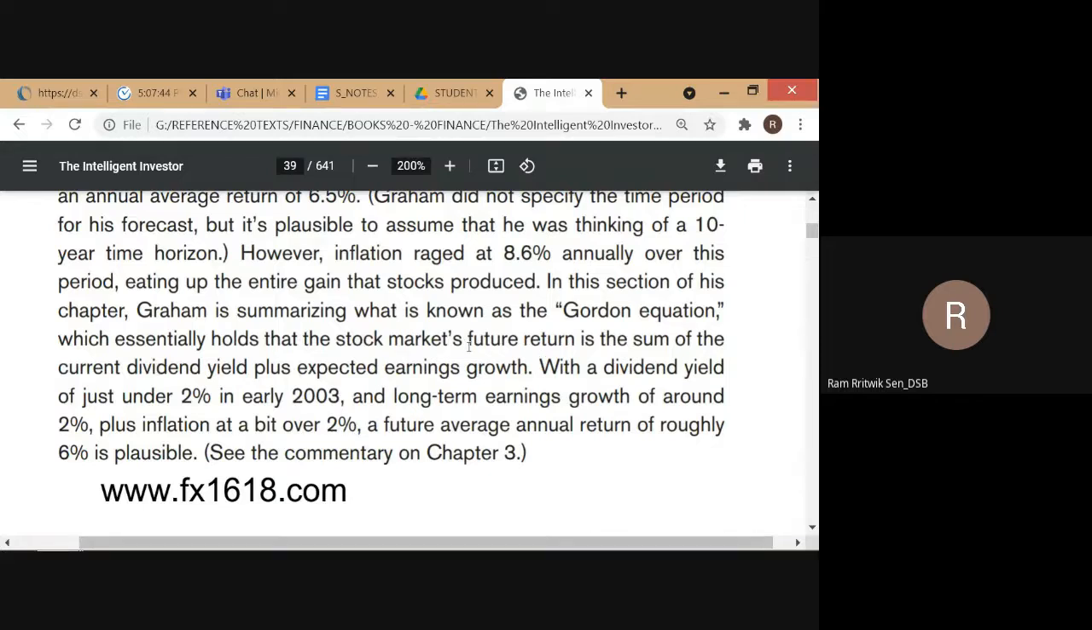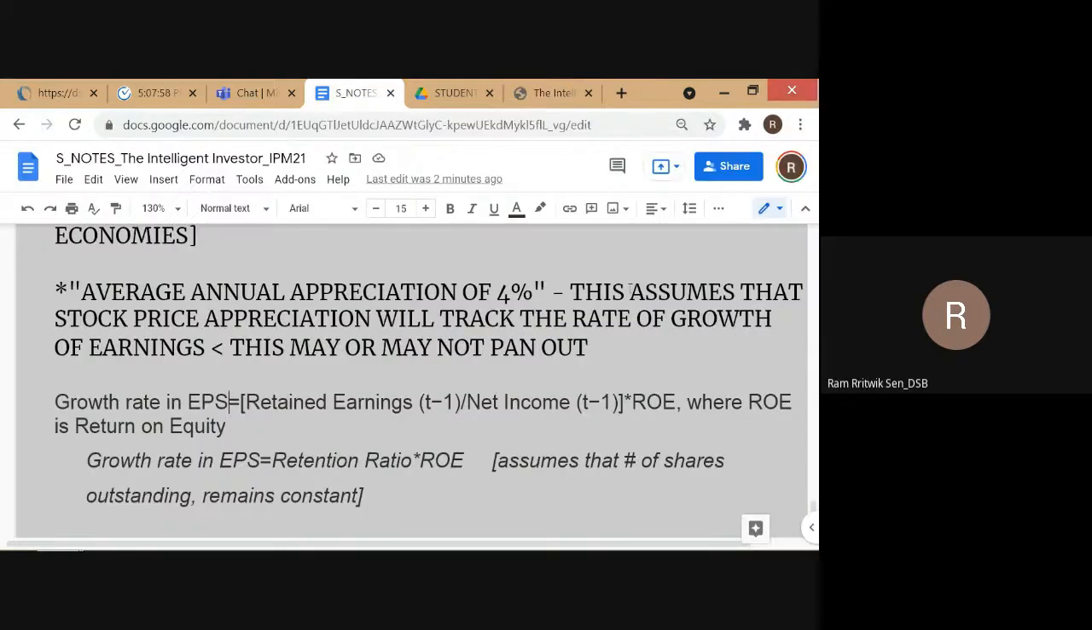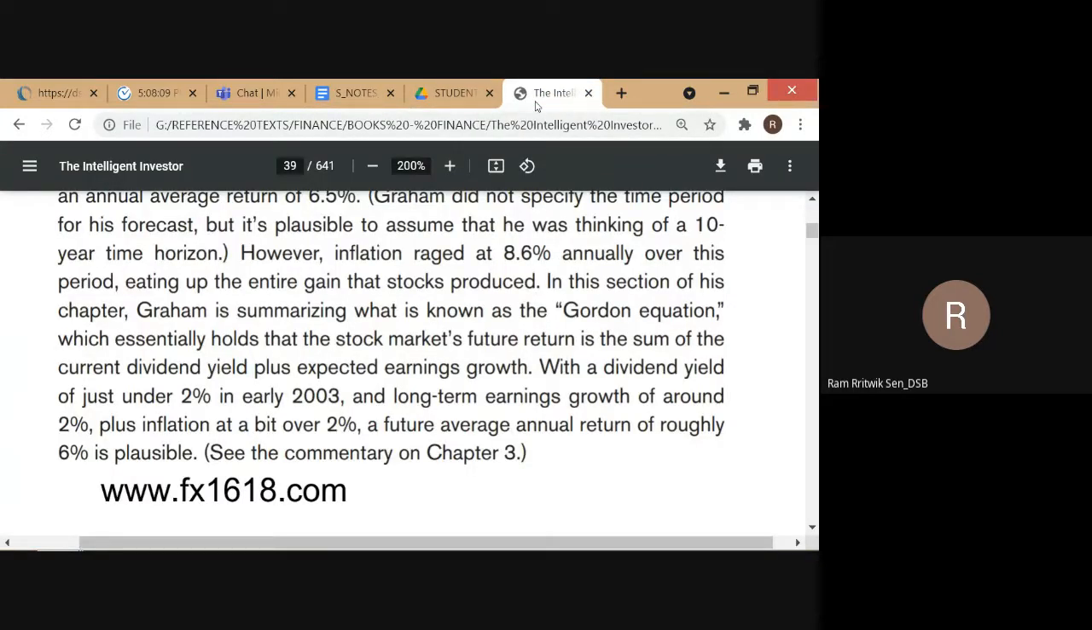Your total return is a function of your net yield plus the price appreciation, or price variation in general terms. Here, price variation has been replaced by expected earnings growth. That clearly brings your mind back to the fact that this assumption is being made that the stock price appreciation is going to track the rate of earnings growth. Because logically, mathematically, what you should have here is the stock price appreciation.